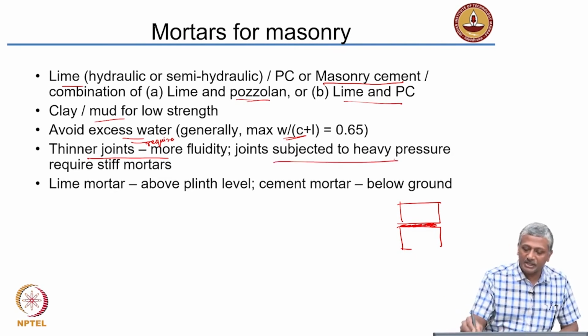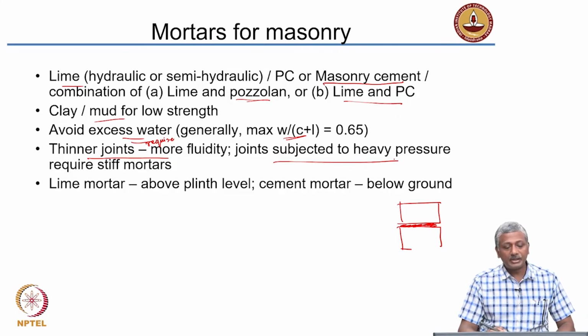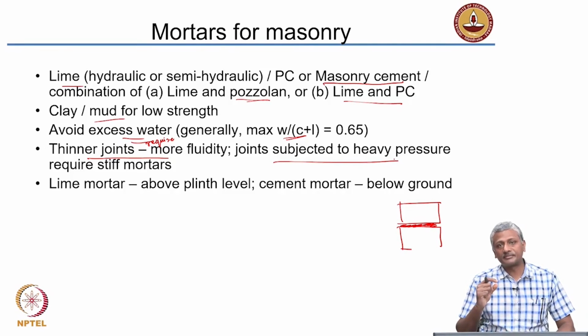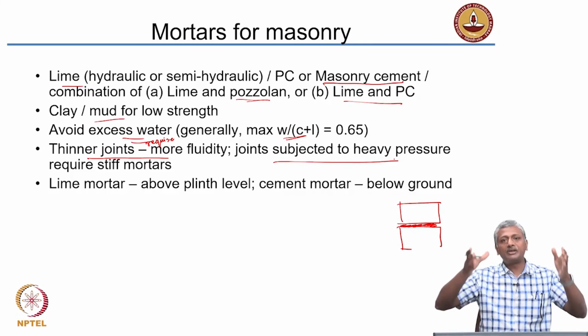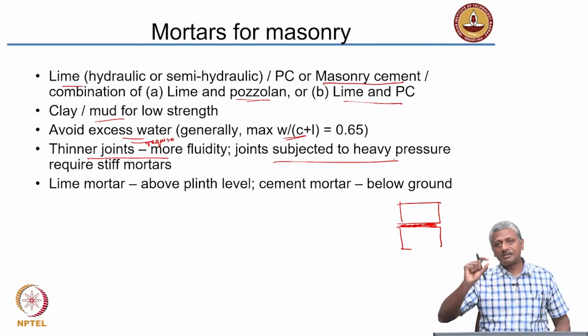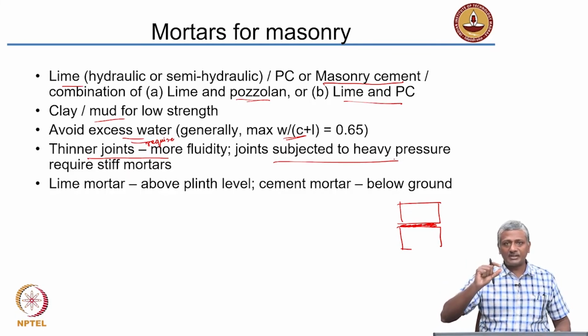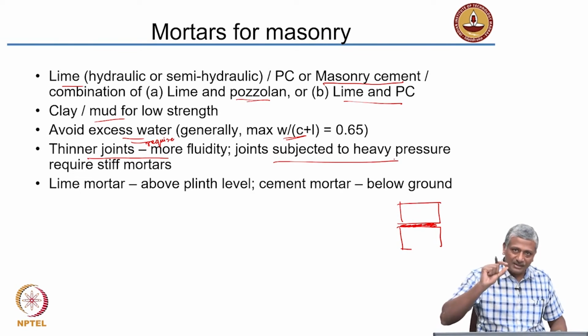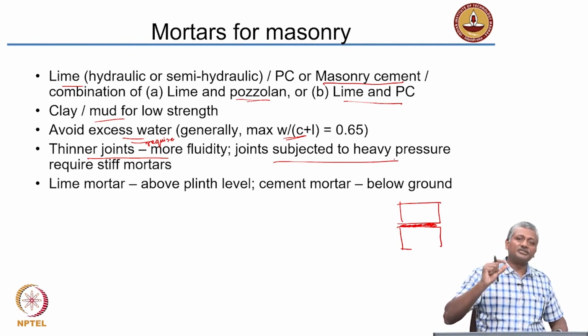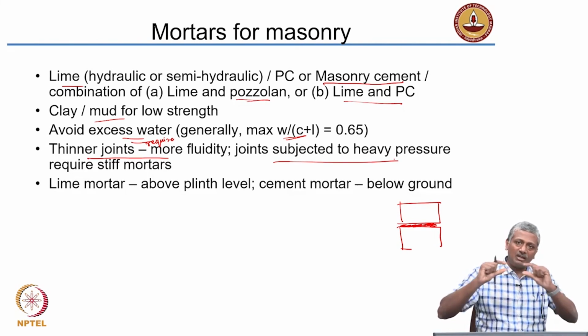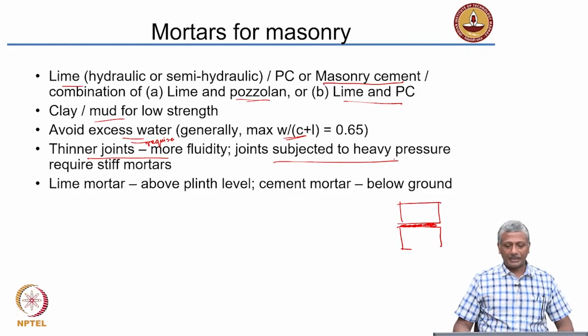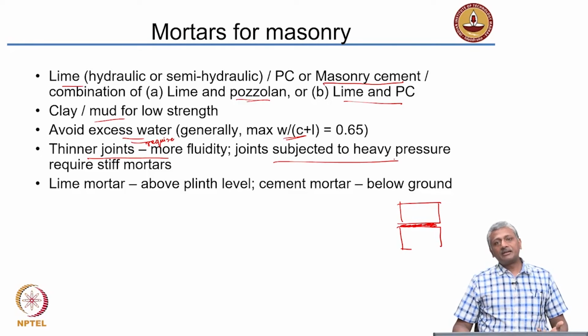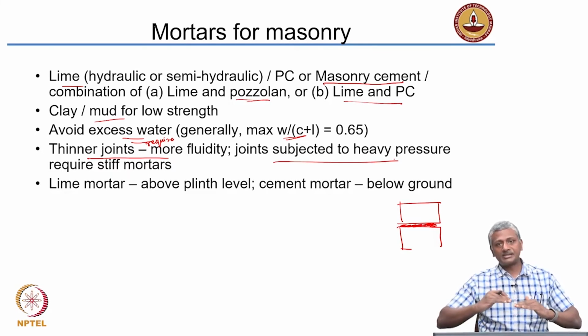But joints that are subjected to heavy pressure require stiff mortars. So if very heavy loads are coming, the mortar itself should be designed in such a way that even if the joint is thin, the mortar is stiff enough to ensure that it does not deform out too much. In choice of materials, we generally use lime mortar above the plinth level and cement mortar below plinth level.